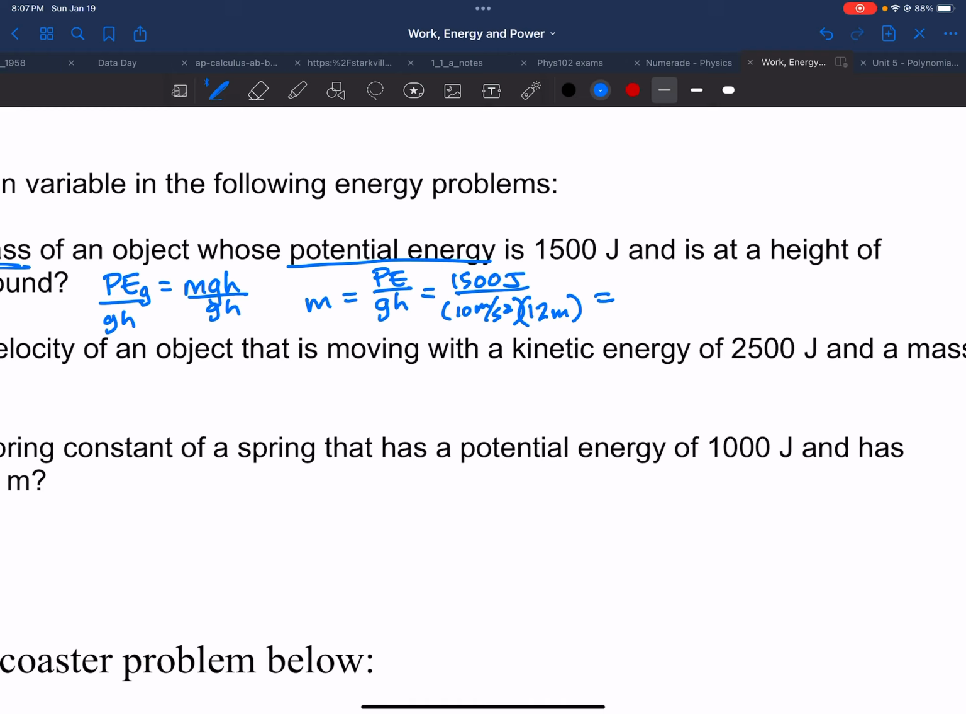So my mass will turn out to be 12.5 kilograms.